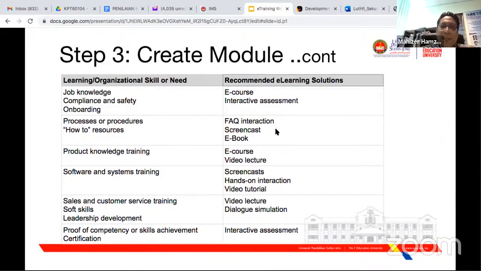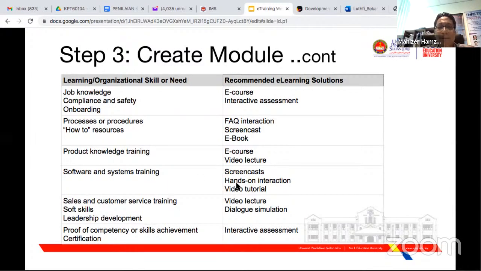And for process and procedure, maybe FAQ, interaction, screencast. Okay, that means you record. Using screencast, you record the explanation of what is happening now. I explain and you record my explanation in a screencast. You can also use the e-books approach, books that you convert into PDF format or into digital form. Product knowledge and training, maybe e-course or video lectures. This is the recommended e-learning solution or e-training solution.